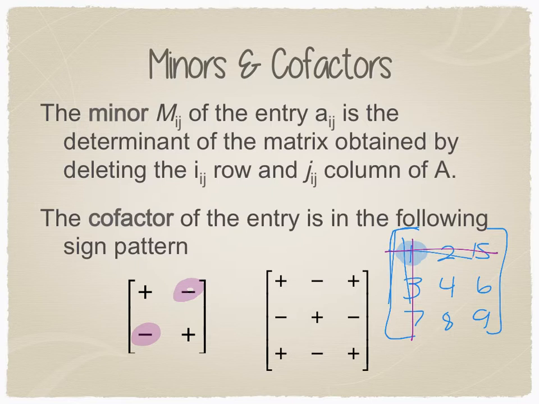If it's a 3 by 3, then I change the signs of the locations that would be like your north, south, east, west locations. Those 4 numbers you would change the signs on, and then the rest stay as they are.